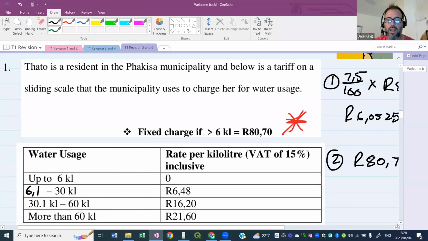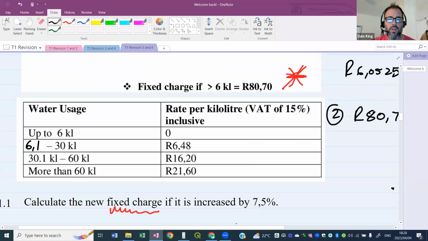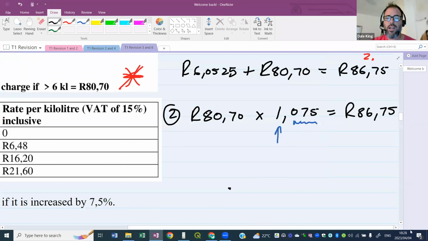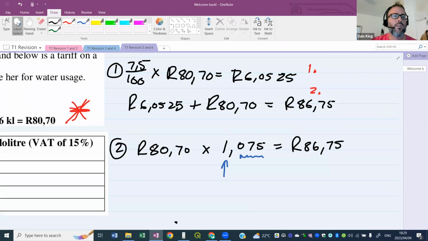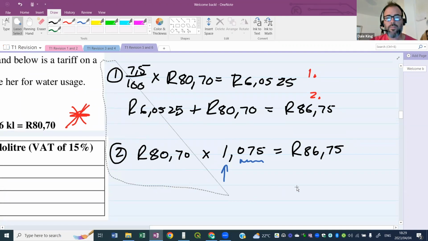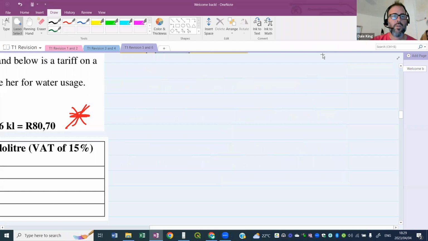Right, now how do we actually work out water usage? Let's not look at that question first. I'm going to do an example with you, and then you are going to do the next one. Okay, so let's say this person has 9 kiloliters of water. If you want to take a picture of the screen quickly before I rub this out, quickly do so. And then I'm going to erase this.